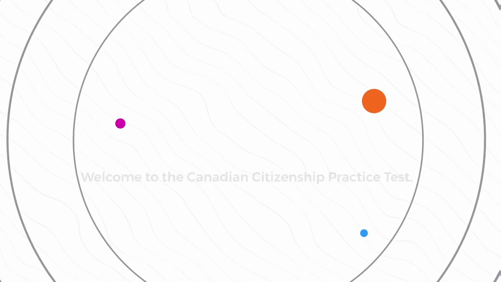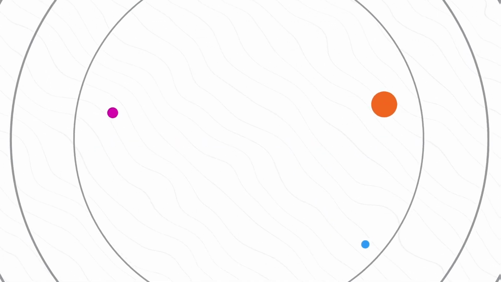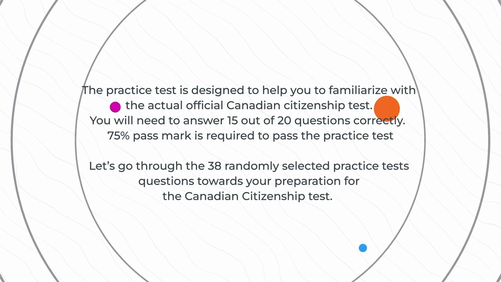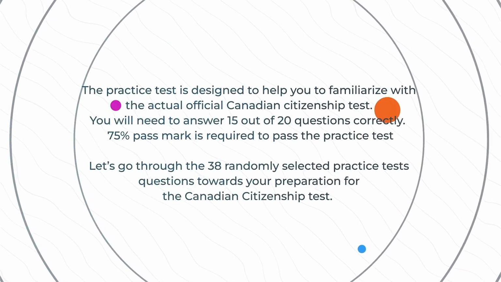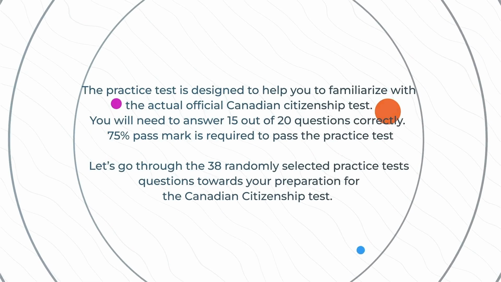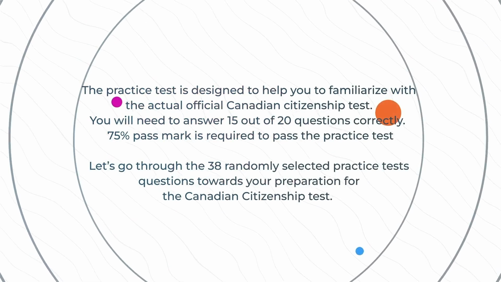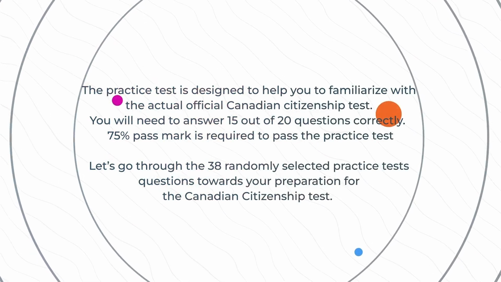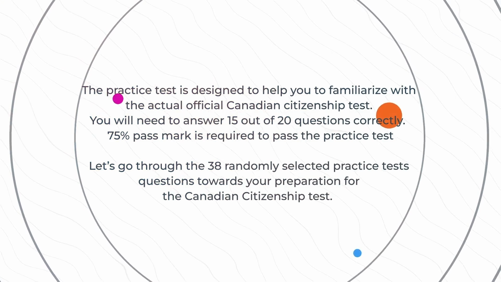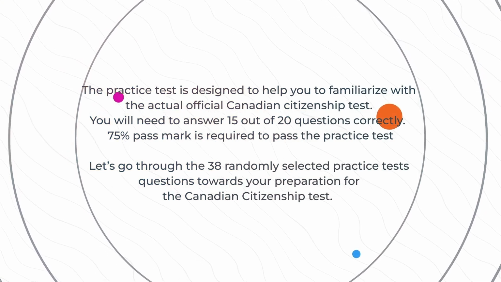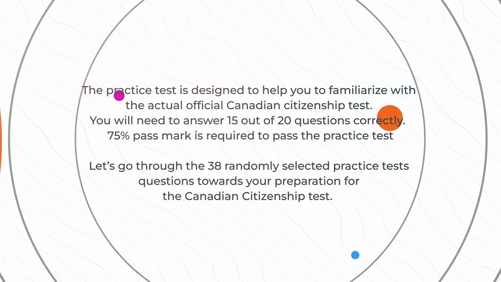Welcome to the Canadian Citizenship Practice Test. The practice test is designed to help you familiarize yourself with the actual official Canadian Citizenship Test. You will need to answer 15 out of 20 questions correctly. A 75% pass mark is required to pass the practice test. Let's go through the 38 randomly selected practice test questions towards your preparation for the Canadian Citizenship Test.